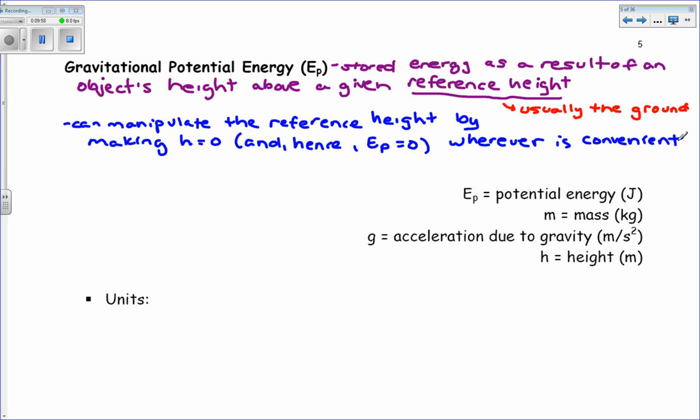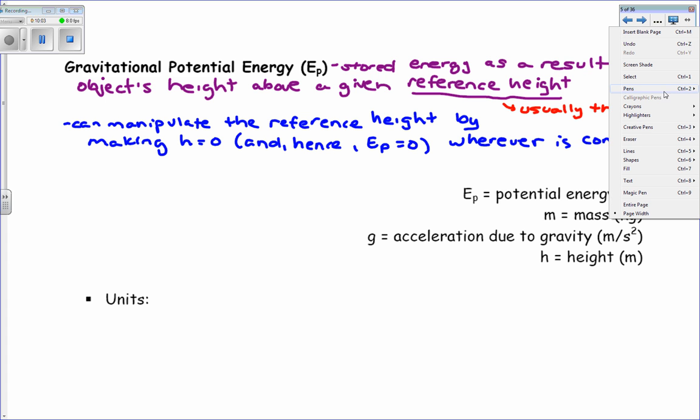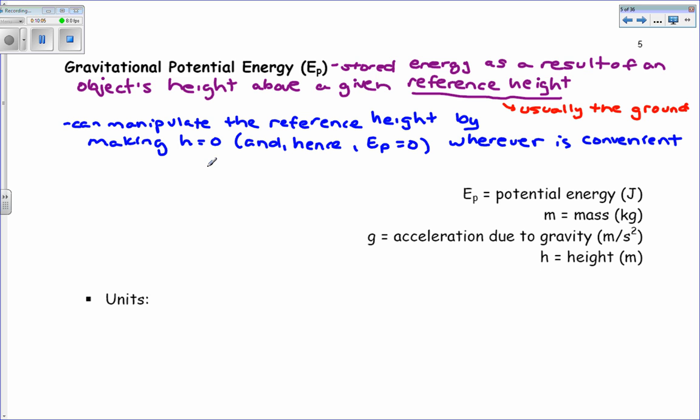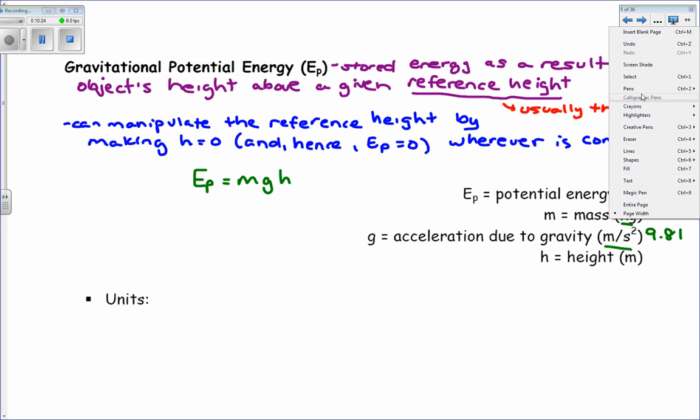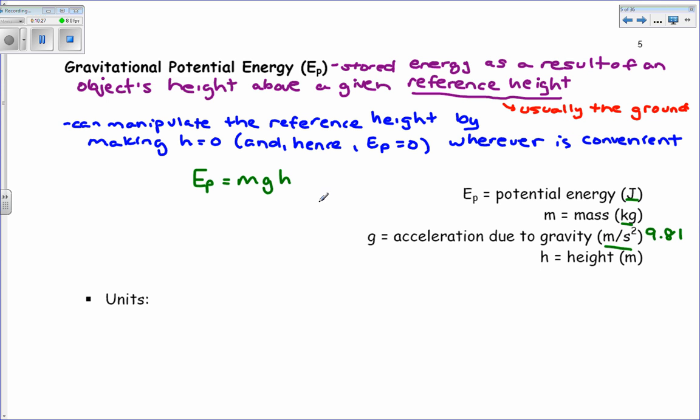So the formula for gravitational potential energy, if you remember from last year, is EP equals m times g times h, where EP is the potential energy in joules, m is the mass in kilograms, g is the acceleration due to gravity in meters per second squared, so it's 9.81 all the time, and h is the height in meters. And that formula is on your formula sheet, so you don't have to memorize that one at all.